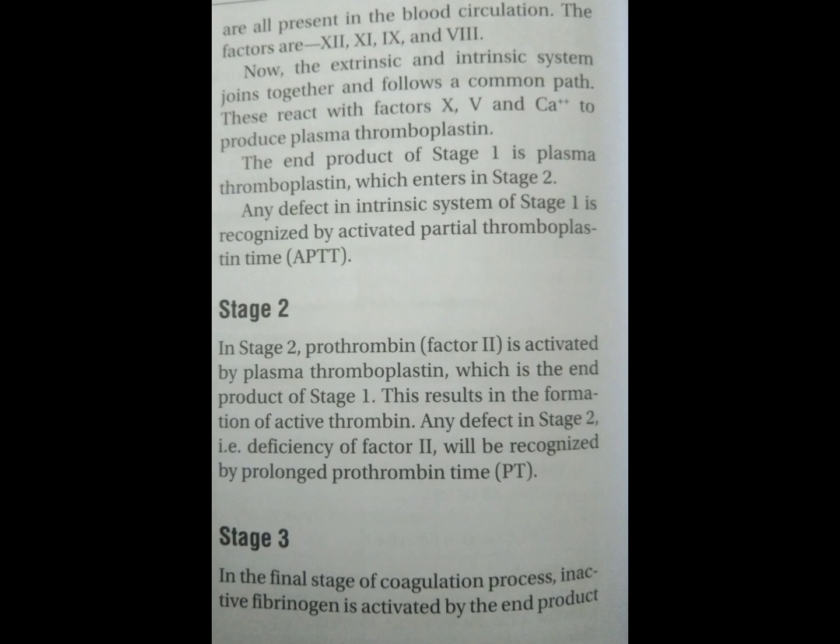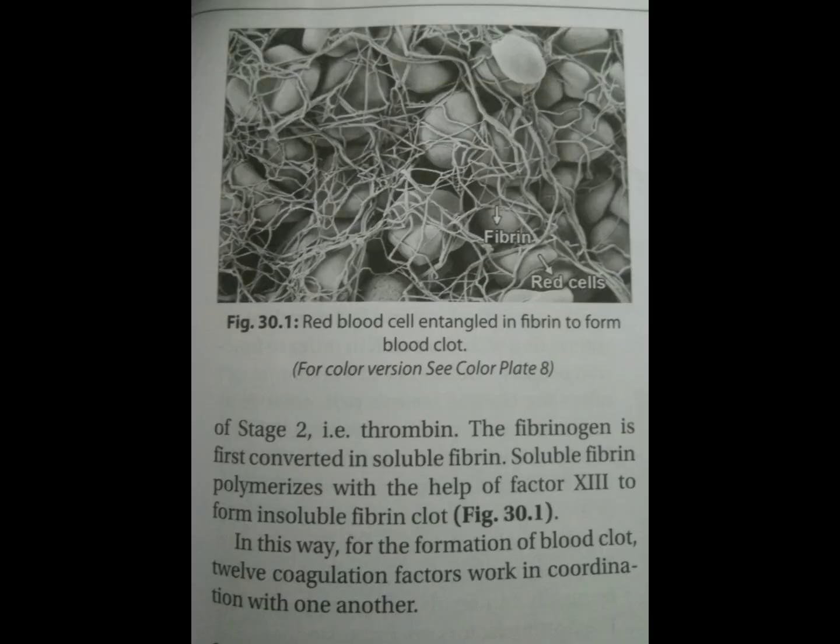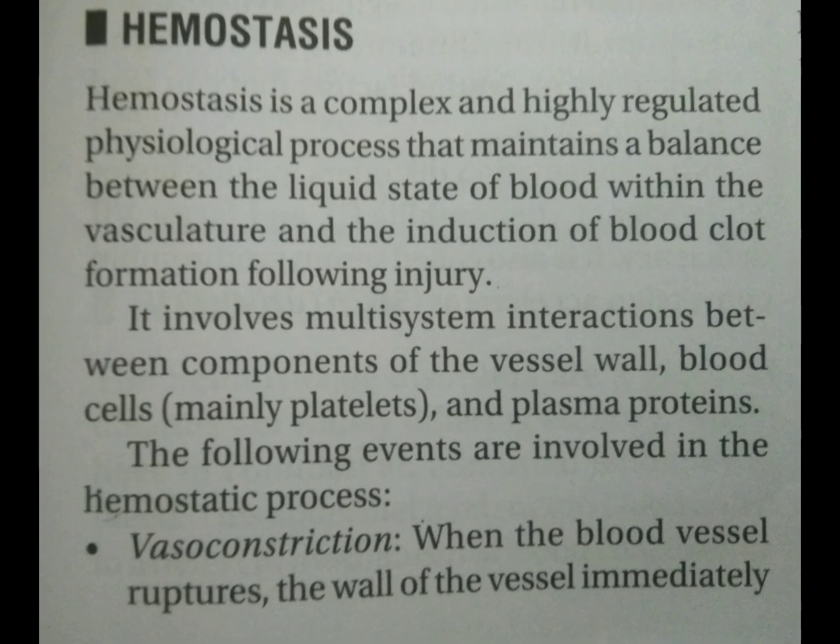In the final stage of the coagulation process, inactive fibrinogen is activated by the end product of stage 2, thrombin. The fibrinogen is first converted into soluble fibrin. Soluble fibrin polymerizes with the help of factor 13 to form an insoluble fibrin clot. In this way, in the formation of a blood clot, the 12 coagulation factors work in coordination with one another.